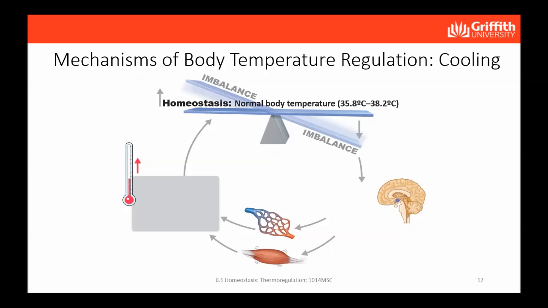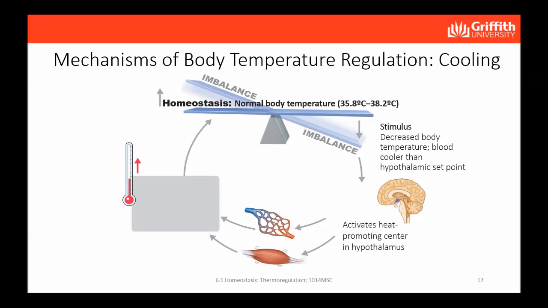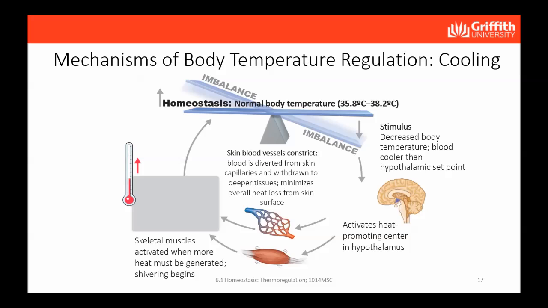A similar mechanism is also seen when the external temperature, or the blood temperature, is low. Decreased body temperatures activate the heat promoting center in the hypothalamus, which triggers the constriction of the skin blood vessels. As a result, the blood is diverted from the skin capillaries and is withdrawn to deeper tissues to minimize heat loss from the skin surface. Furthermore, skeletal muscles are activated, when there is a need for more heat to be generated. As a result, shivering occurs. And again, once the blood temperature rises to the hypothalamic set point, the heat promoting centre is shut off by negative feedback mechanisms.